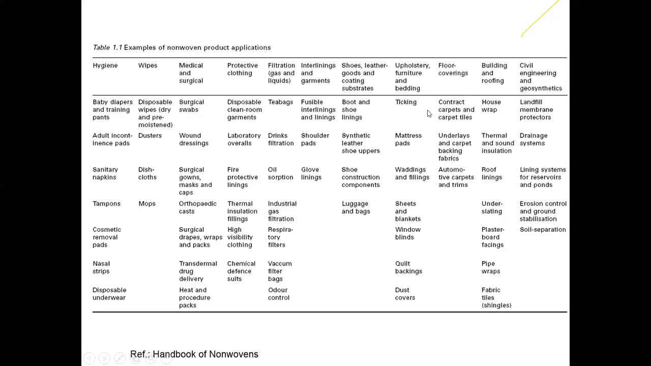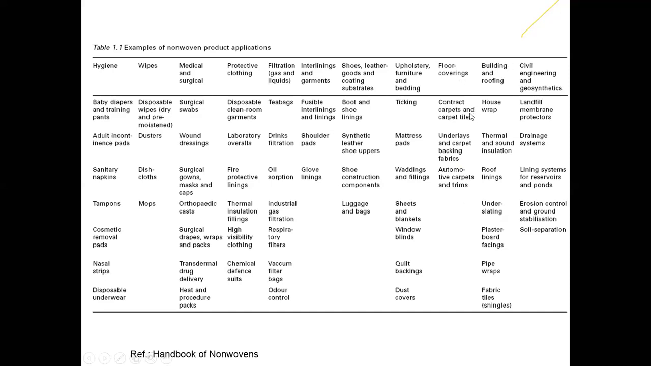bags. In upholsteries, ticking, mattress pads, wadding and fillings, sheets and blankets, window blinds, meaning nowadays in place of curtains we are using window blinds. Most of them are also made up of non-wovens. Then we have quilt, meaning rajai, what we use in our winters, and dust covers.